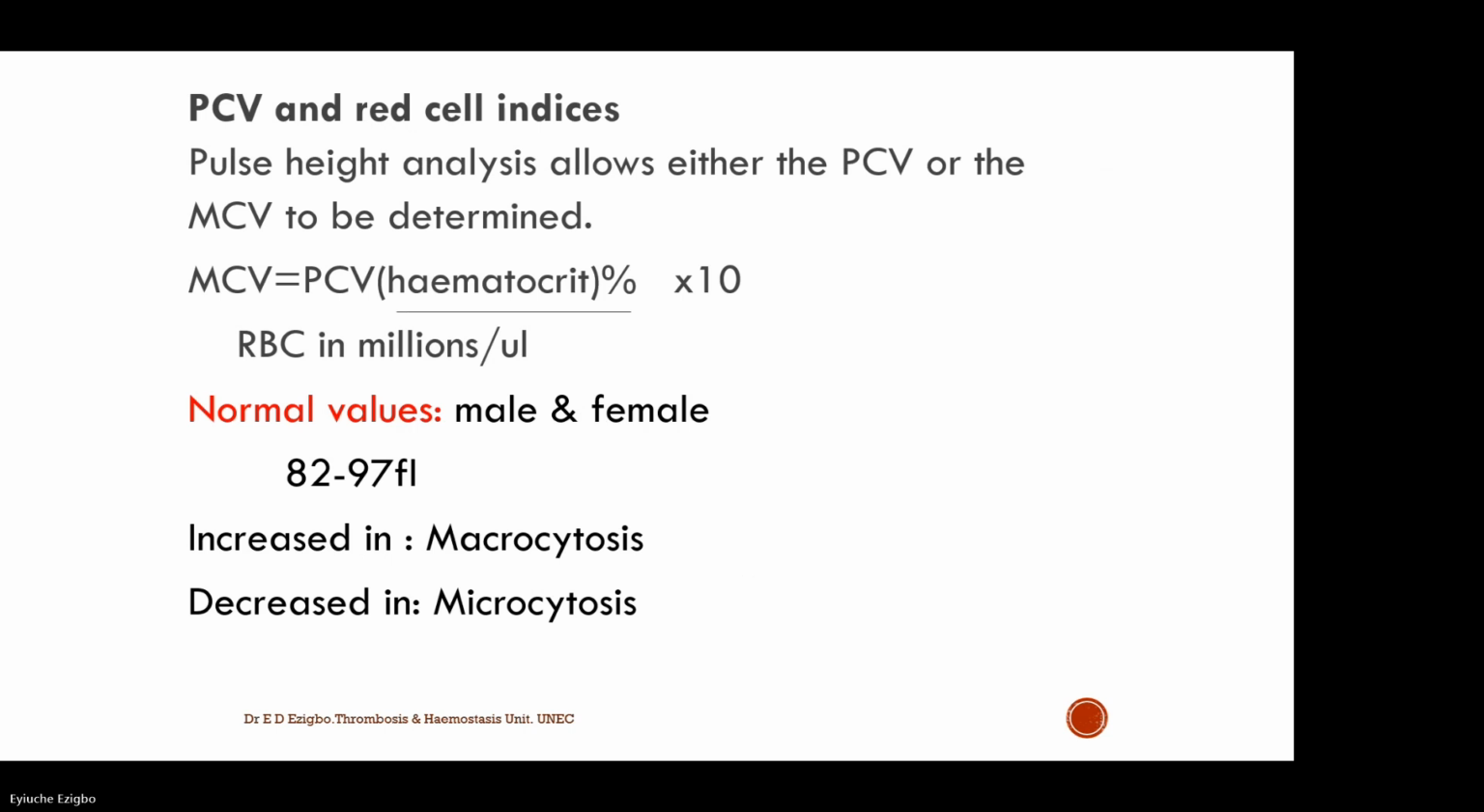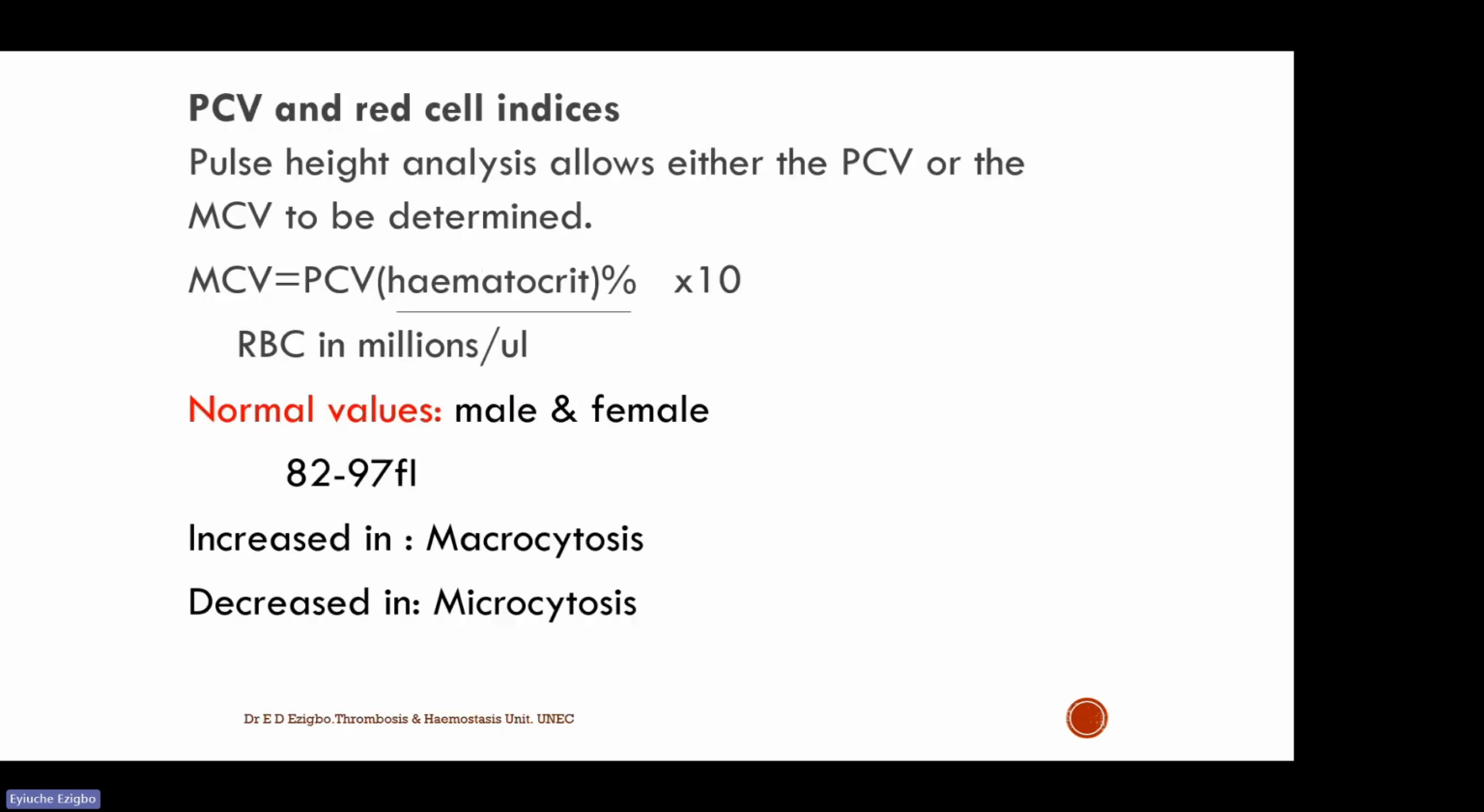Okay, so for the PCV and red blood cell indices, the pulse height analysis allows either the PCV or MCV to be determined. So with the pulse height analysis, they incorporate some statistics to be able to come up with the red cell indices, which you can see in some of the slides that we'll be seeing now, and also the clinical implication.